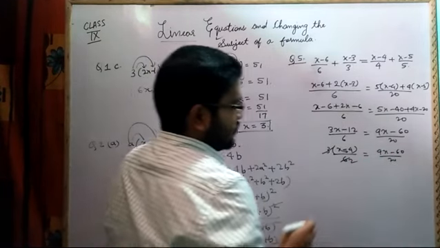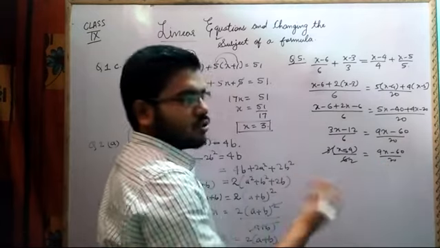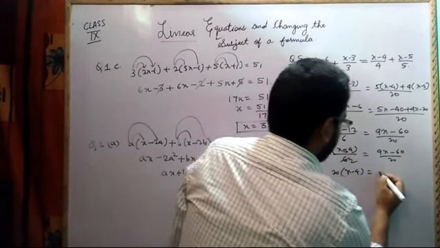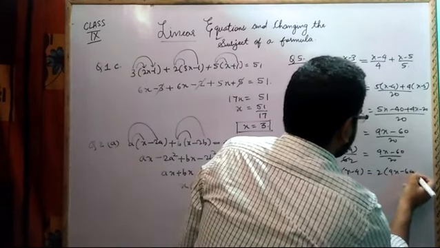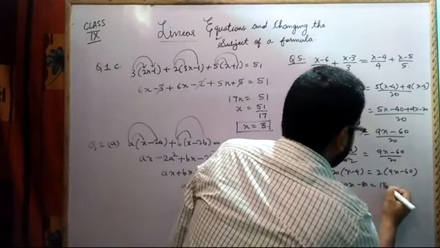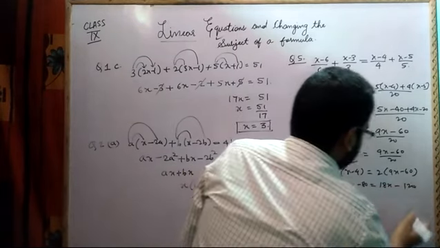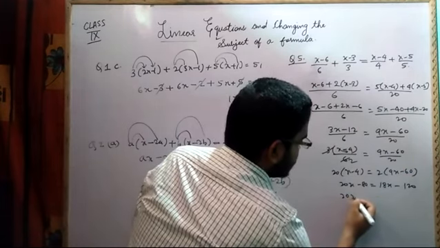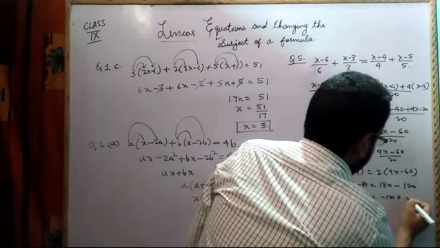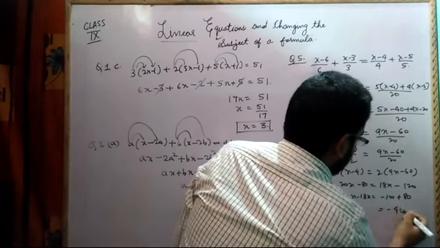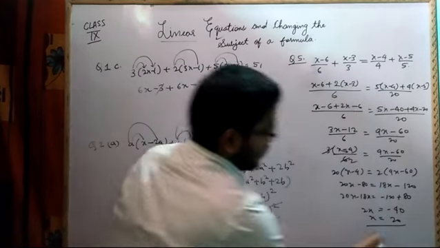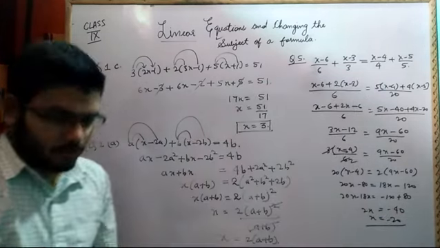Now what we can do? We can do cross multiplication, to make it easy. So 20 into x minus 4 is equal to 2 into 9x minus 60. So it is 20x minus 80. I told you bring x towards one side. x is equal to minus 20. I hope it is clear.